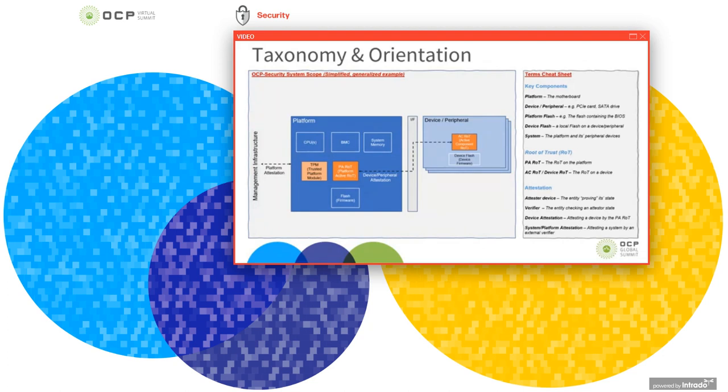Before we dive into specific threats and mitigations, we need to get into some common taxonomy of understanding the system that we are trying to protect. So this slide is all about that. There are some obvious terms here, like every platform has a CPU, probably has a BMC, has some memory. When we talk about platform, we think about the motherboard, basically.